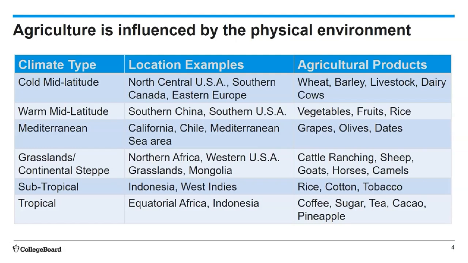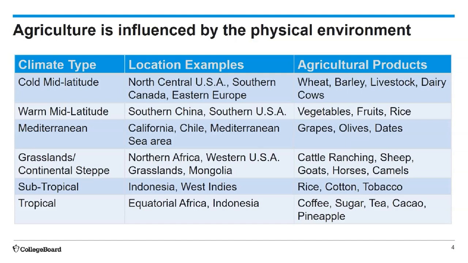In warm mid-latitudes like southern China or the southern United States, we will see all sorts of different types of vegetables, fruits, and even rice. A Mediterranean climate is a special climate which is really only found in a few places around the world. California, Chile, and the Mediterranean Sea area are three of those places. Those places are suitable for growing grapes, olives, dates, and even figs.